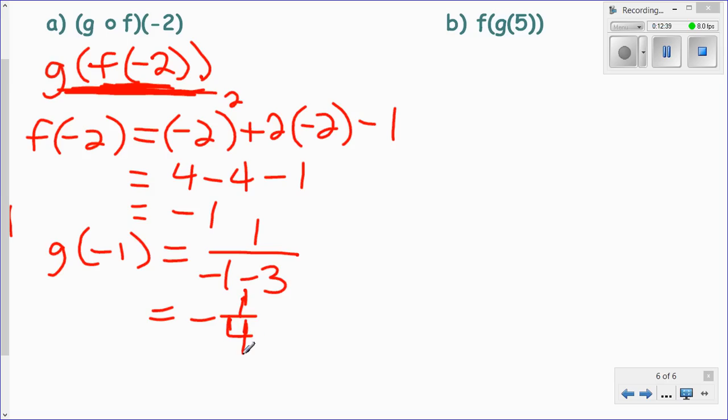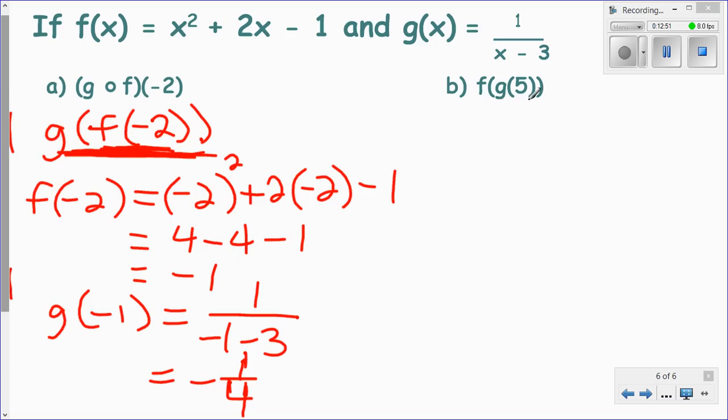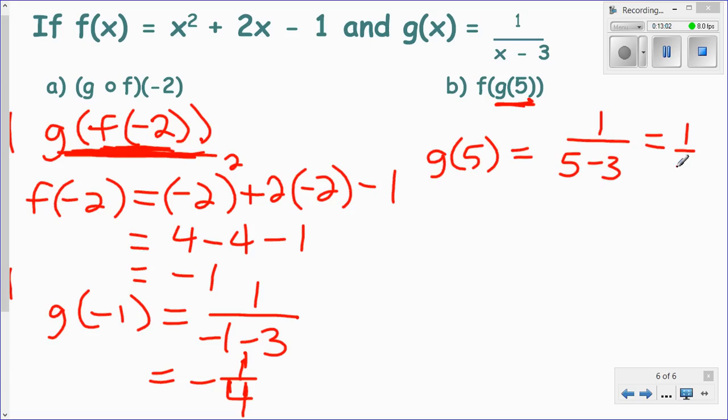Negative 1/4. Okay. All right, let's look at example B. So here we're finding f of g of 5. So again, we want to start on the inside. Find g of 5. So that's going to equal 1 over 5 minus 3, which is 1/2. Okay, so now we're going to take that 1/2 and plug it into f. So now we're going to find f of 1/2. So you can really see here how the output of one function becomes the input of the other function.